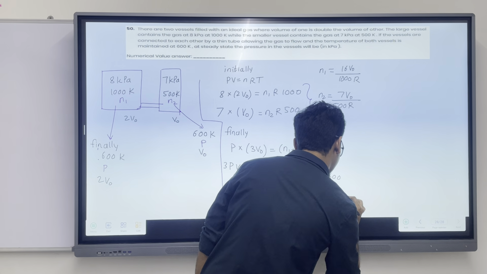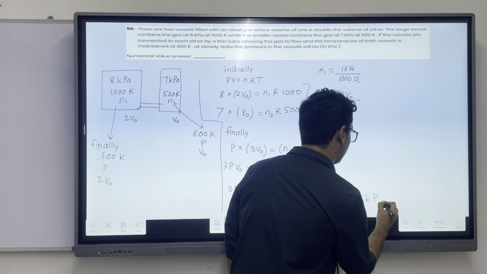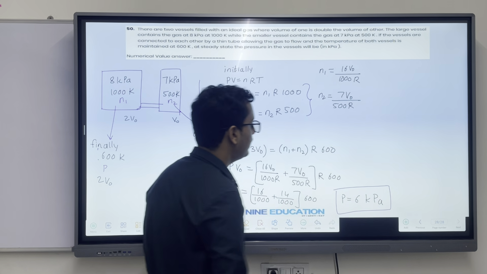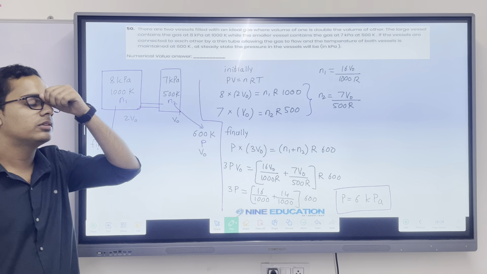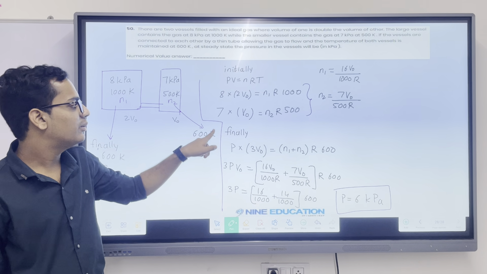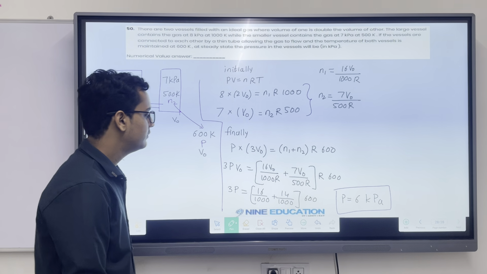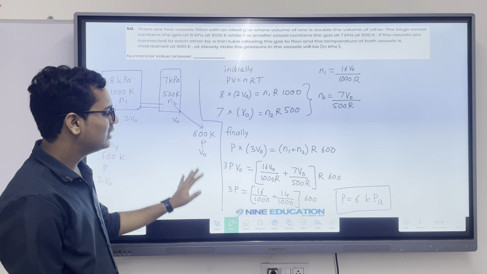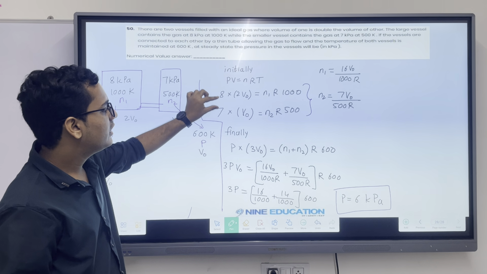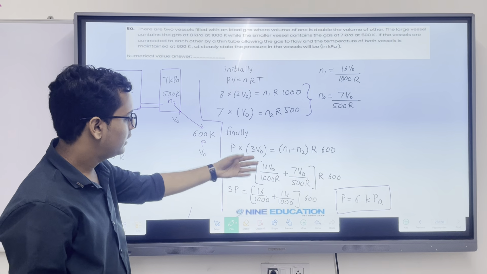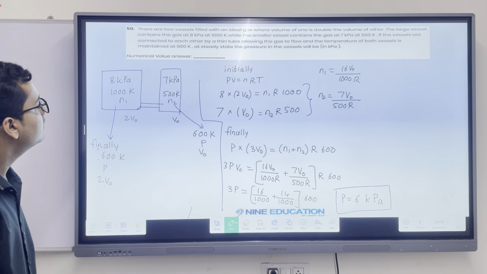So after this, we get P equal to 6 kilopascal. The unit is kilopascal because I got 8 and 7 in kilopascal, so whatever answer I get will also be in kilopascal. This is only the gas law equation, PV equal to nRT. I wrote the two equations, and then finally also wrote PV equal to nRT. I just compared these three, and I got the value of the pressure.